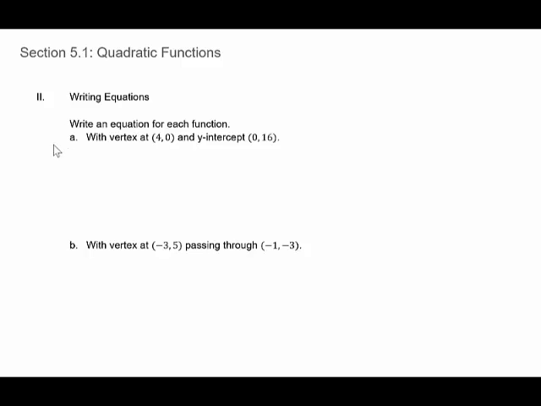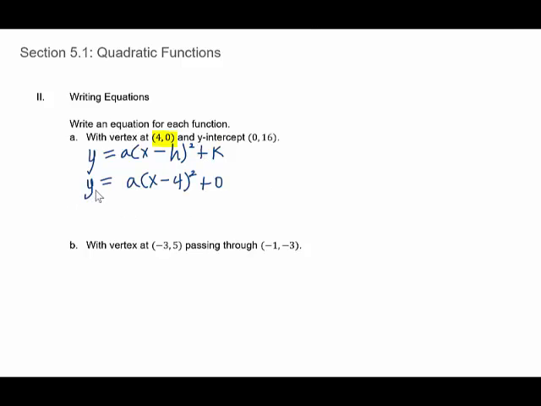In this lesson, we're going to take a look at writing some equations of quadratic functions if we're given certain information. So first, in part A, we're given that a parabola has a vertex at (4, 0) and a y-intercept of (0, 16). So in vertex form, y equals a times the quantity x minus h squared plus k, where (h, k) is the vertex.